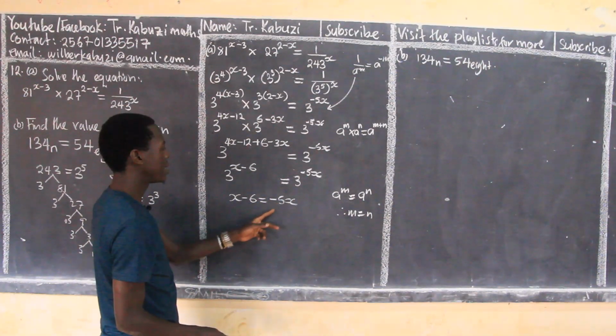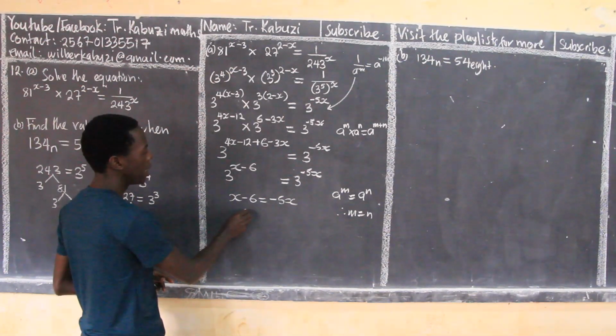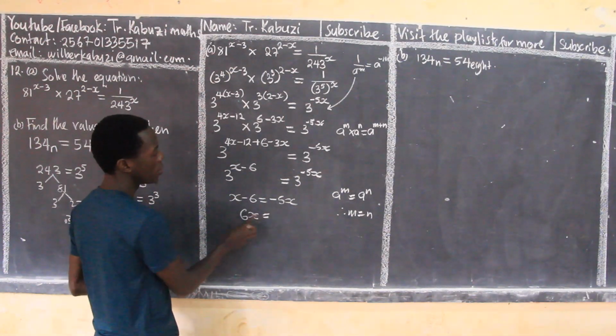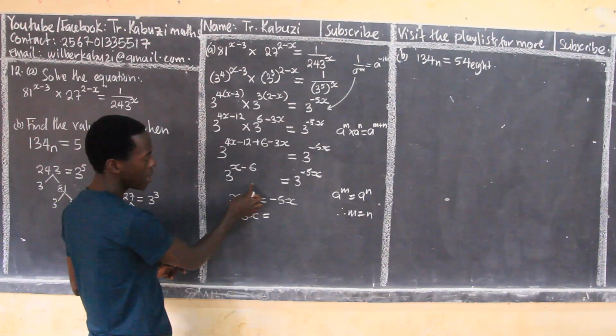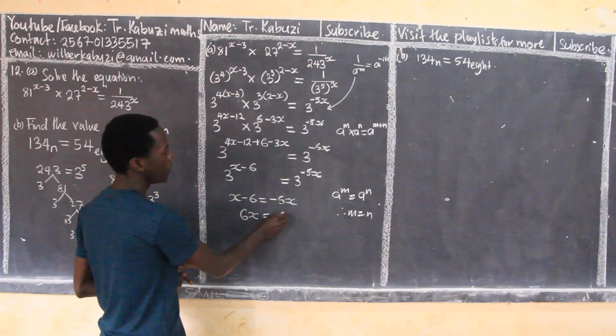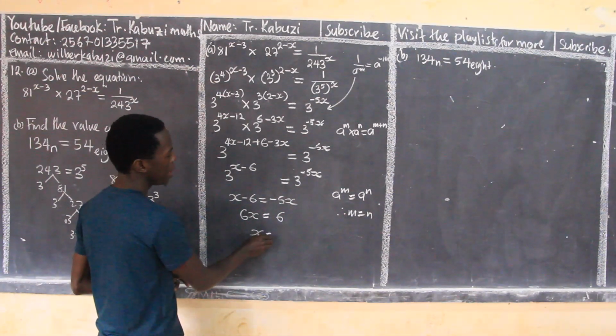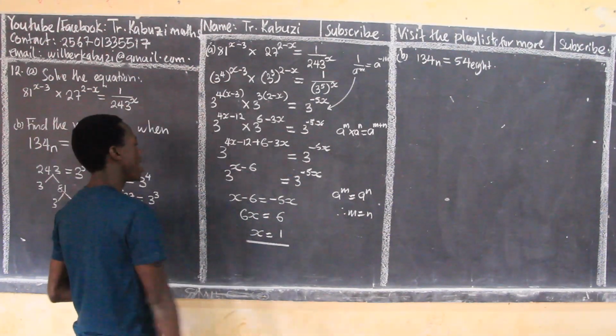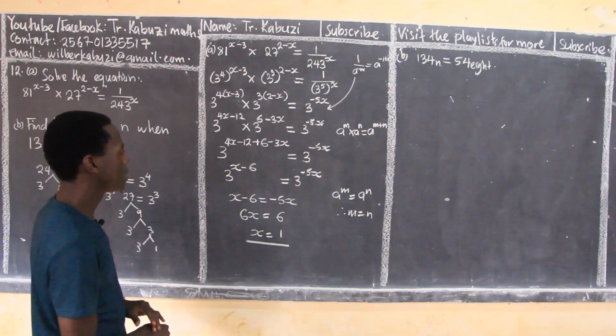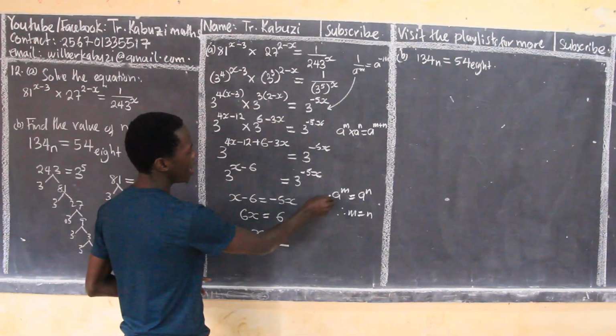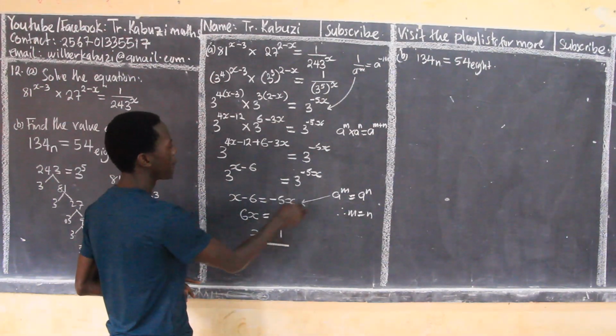Now I bring letters this side. I'll be having 6x equals, be careful, when I bring this one I'll be having positive 5x plus this to get this. This will give me a 6. So here my x becomes 1, and that was the answer that we expected. So here we have applied this property there.